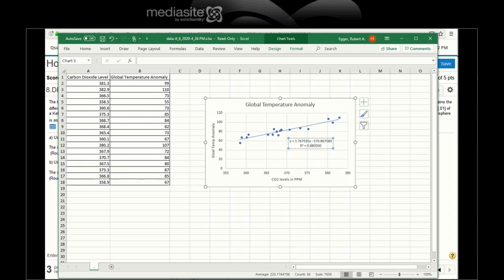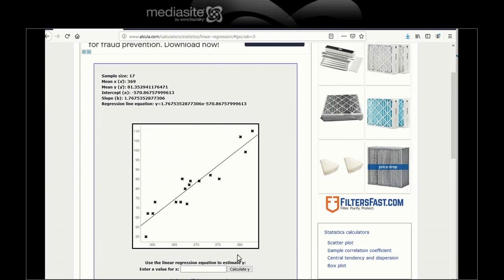Slope. Well, again, four decimal places. 1.76753. 3 is less than 5, so it'll stay the same. So 1.7675. 1.76753. Yep.